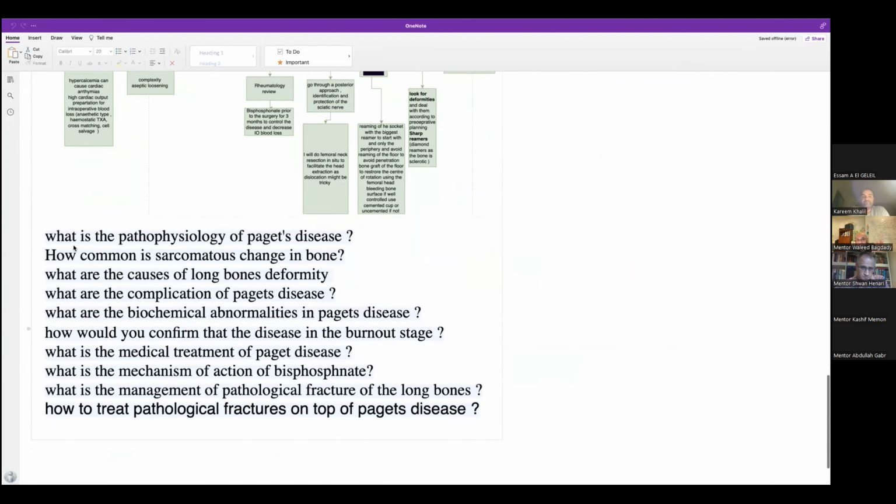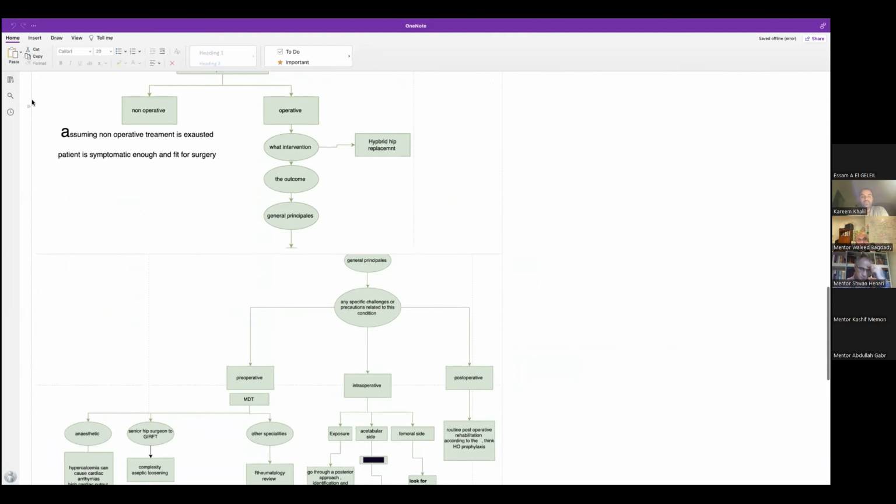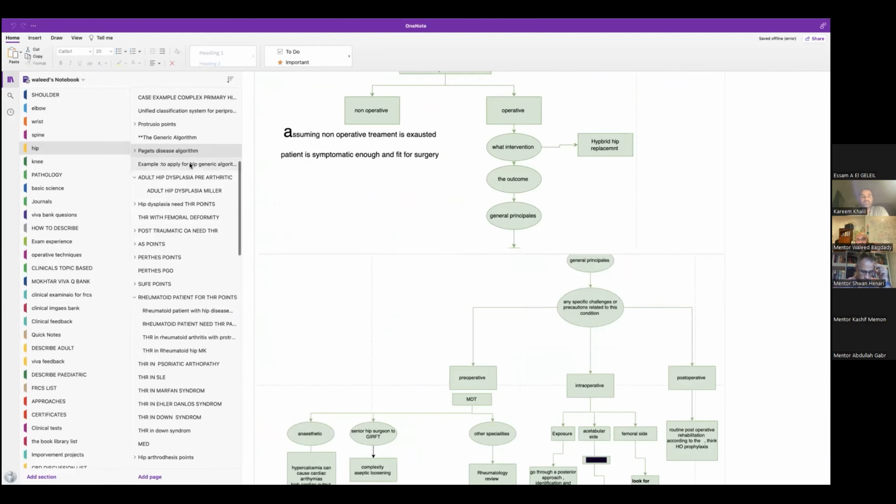The second type of question is a kind of short question. He can ask you, what is Paget disease? How do you know that there is a sarcomatous change? And I'll just focus on something here. It's very brief, very brief.